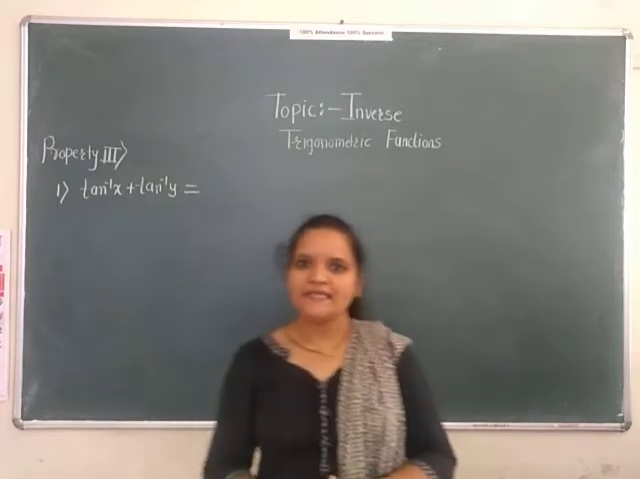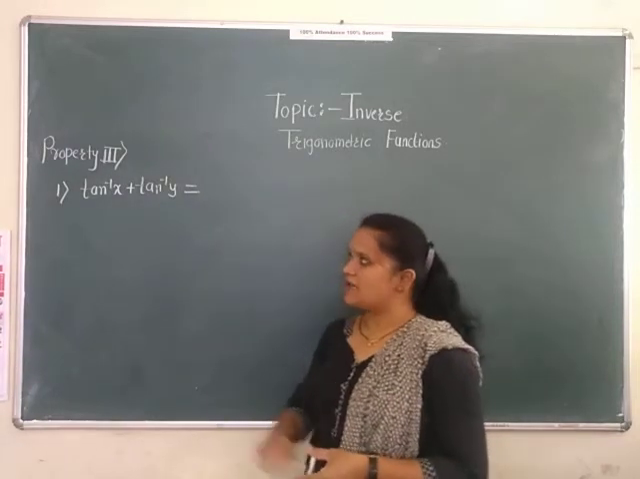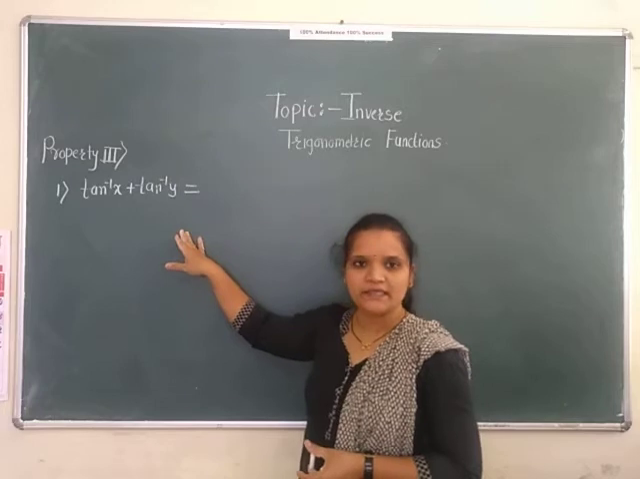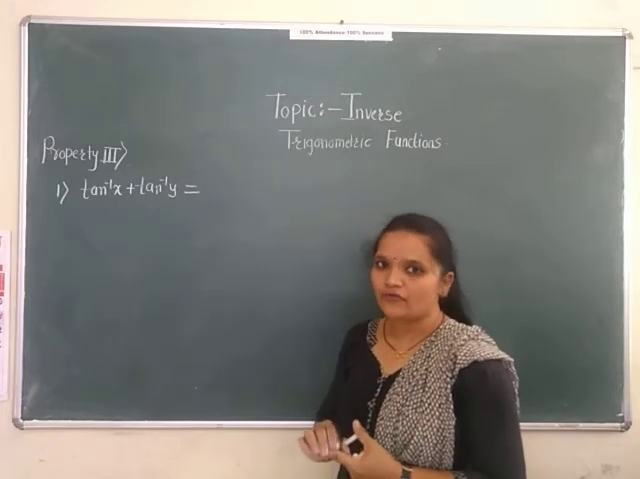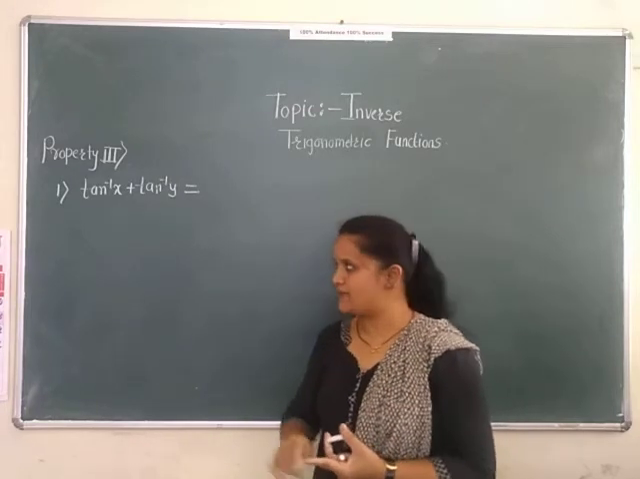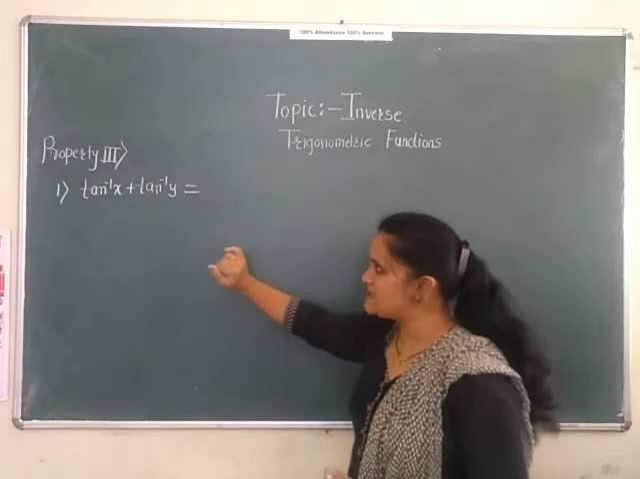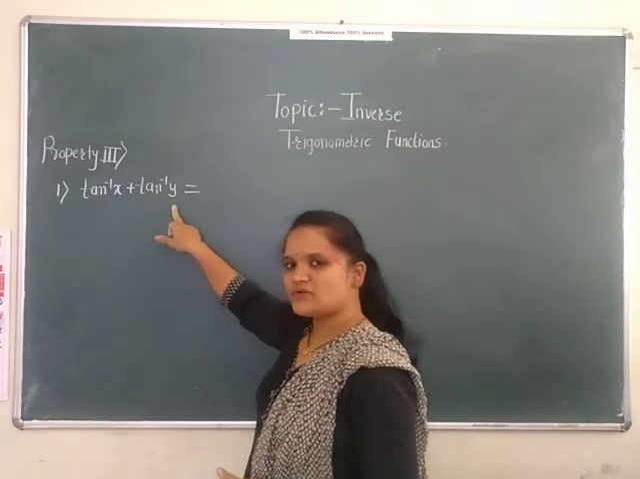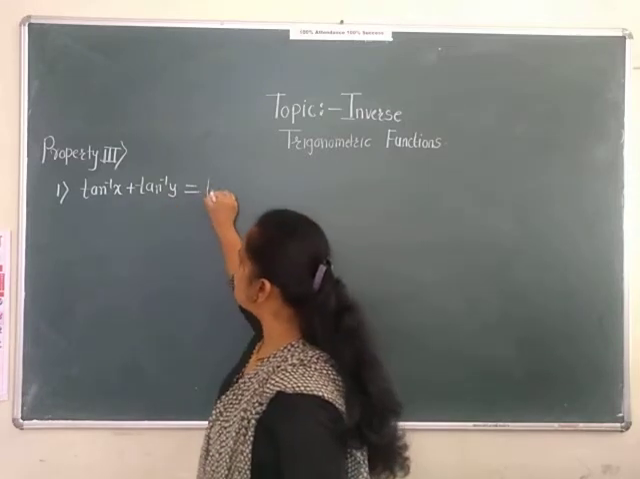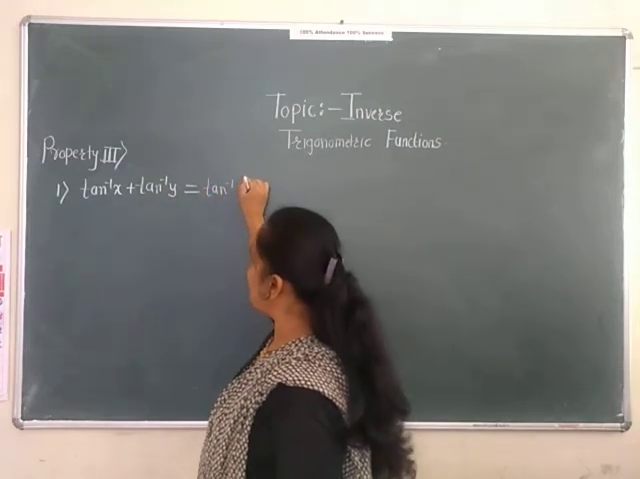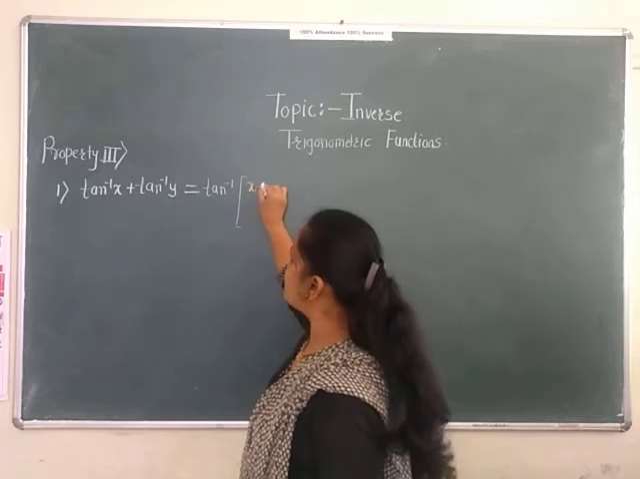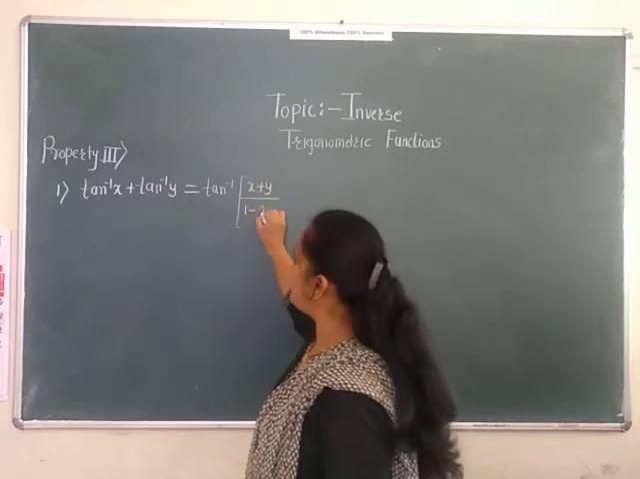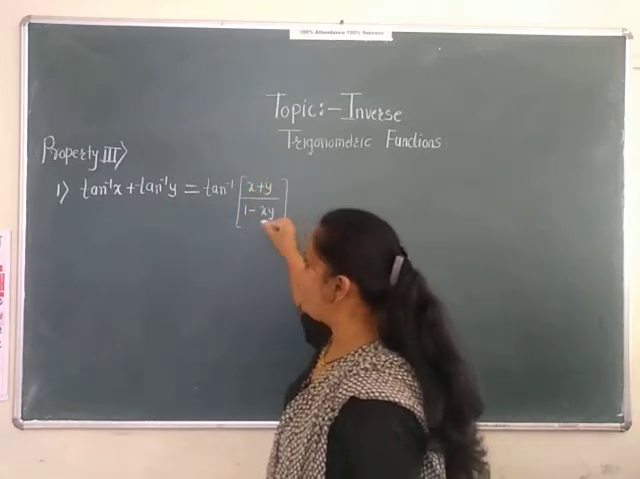Now property 3 is very important because on this formula or property we can solve examples of 4 marks as well as for 2 marks. So our first property is in this way. If first is tan inverse x plus tan inverse of y, its value will be equals to tan inverse of x plus y upon 1 minus x into y.